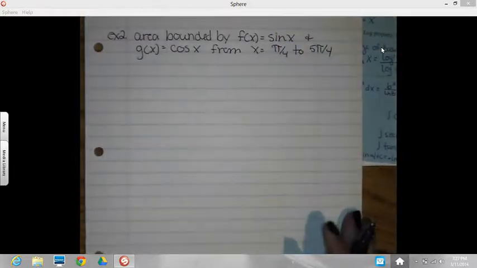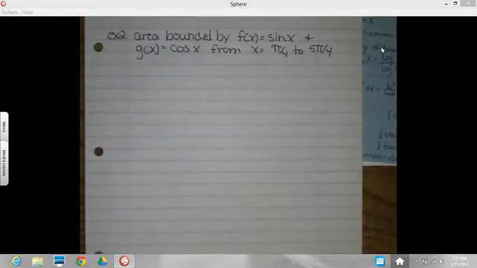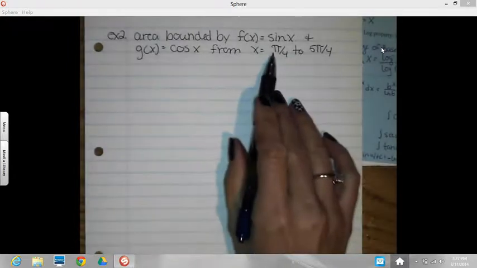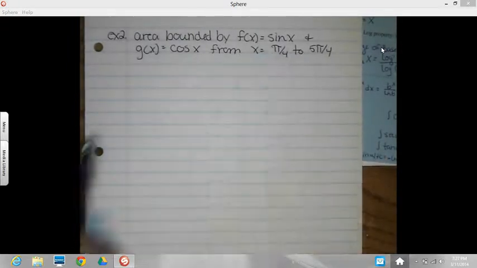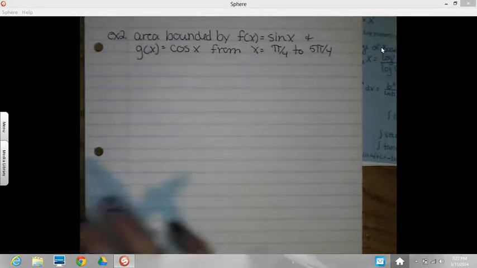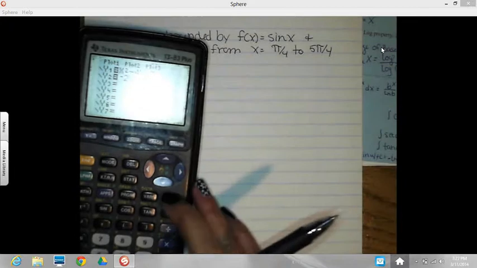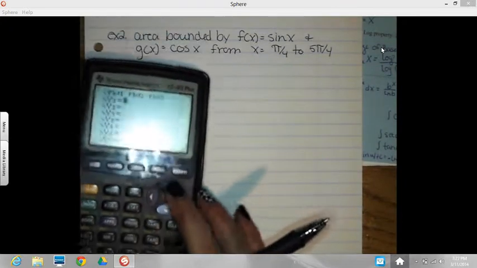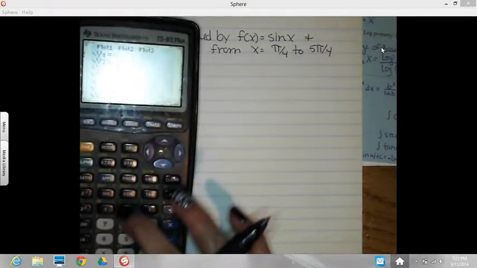Okay, so a sketch would still be nice. Here, I'm doing one of the steps for you by giving you this intersection, but I'll show you what you could do if that didn't happen. So we've got y equals cosine x and sine x. Doesn't matter which goes in first. Do a zoom trig.